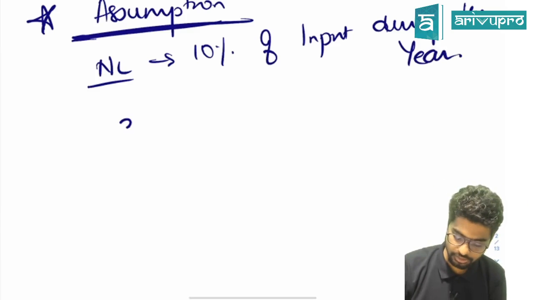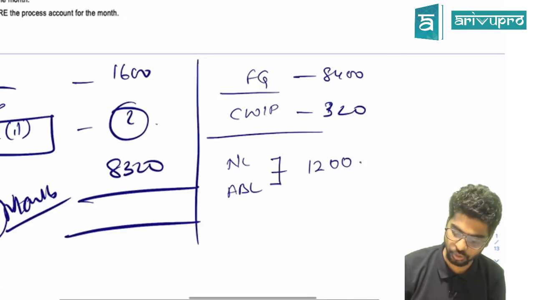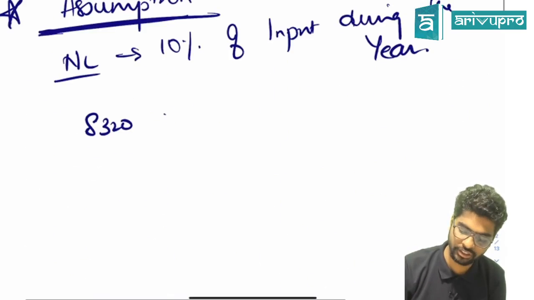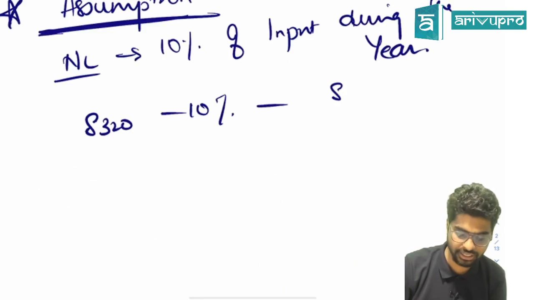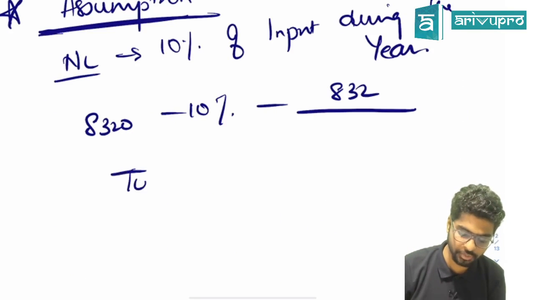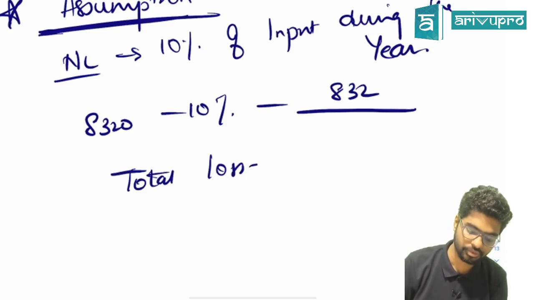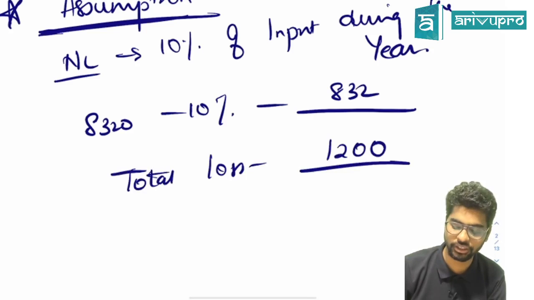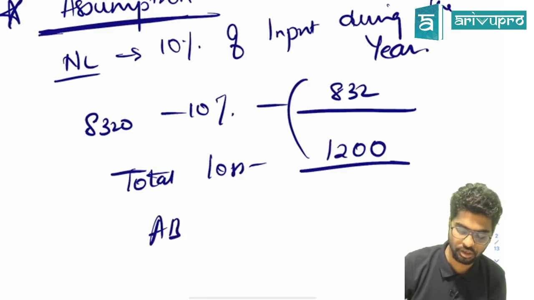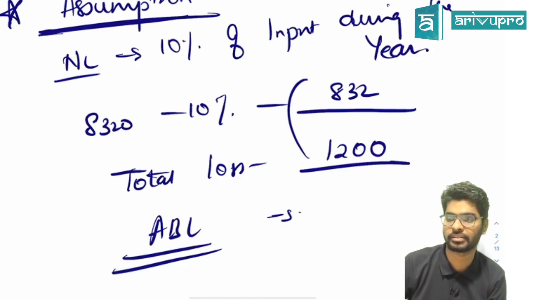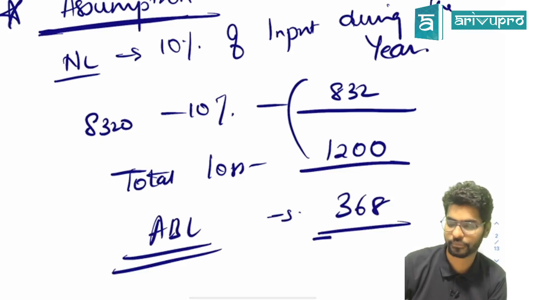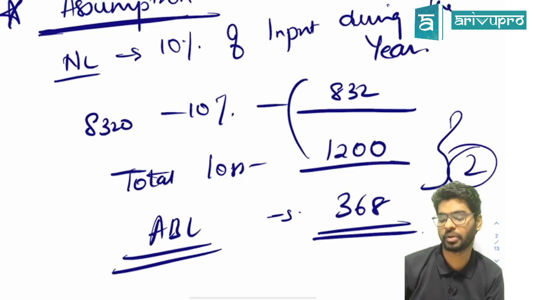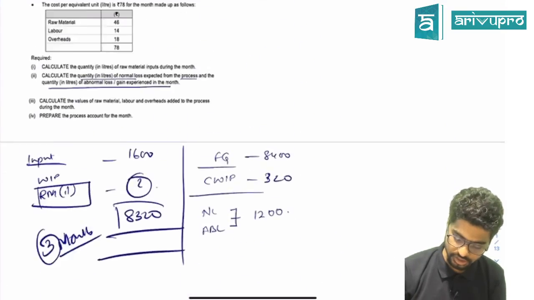Are you clear? My input during the year was 8320, which we calculated here. So 10% of it, how much will that be? 832. What is my total loss? My total loss was 1200. So out of 1200, if 832 is the normal loss, what will become the abnormal loss then? Clear? Another 2 marks.